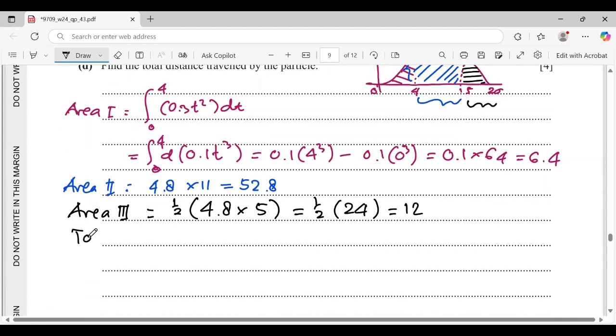So the total area equals 6.4 plus 52.8 plus 12, which is 71.2 meters. This is the total distance.